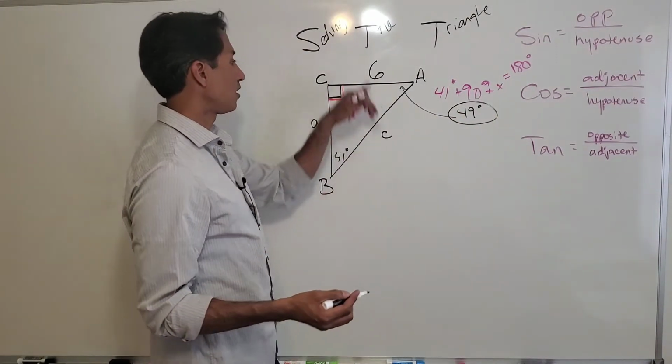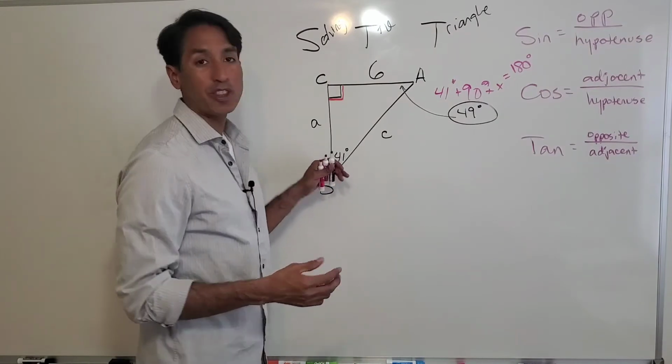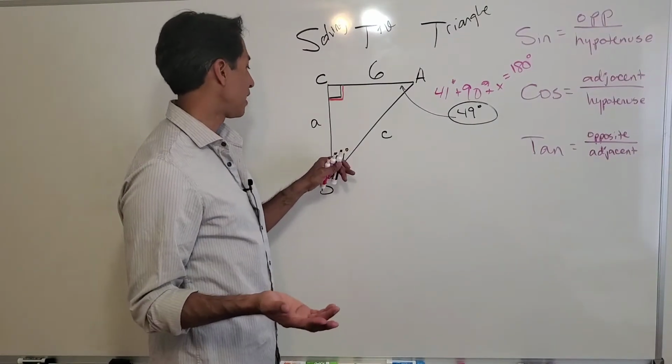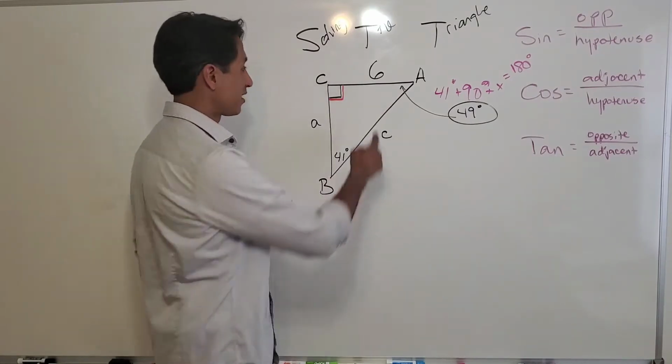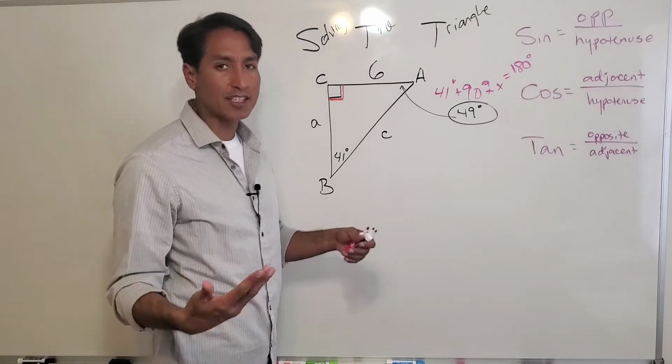Now I've got to solve for all of these lengths. So I'm just going to stick with the angle they gave me. Honestly, it doesn't matter if you use the 41 or the 49 to solve for opposites and hypotenuses. You're going to get the same approximate answer.